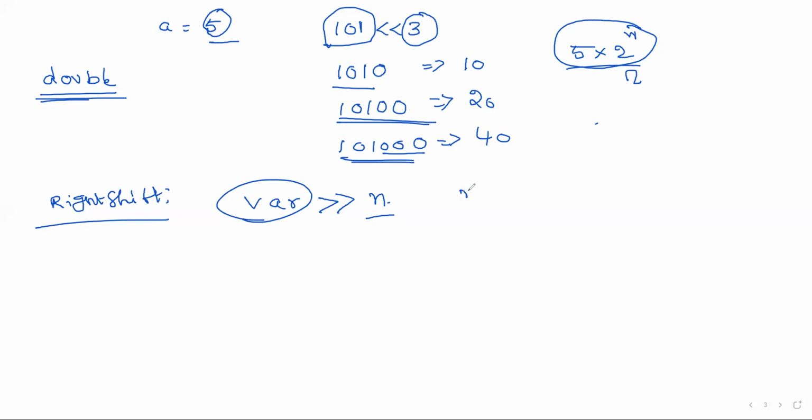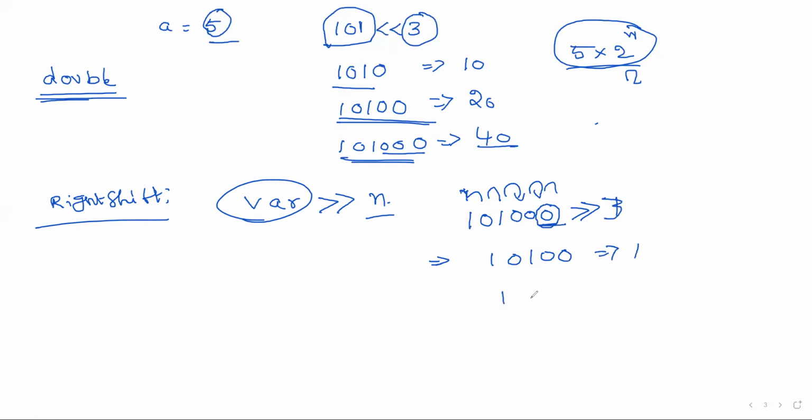For example, if your number is 40, so 101000, right shift by 1 time, what happens? The bits are moved to the right side. The right side bit is lost. Simply we lost the right side bit. Suppose you perform the second time, this is the first time. Second time is 1010. Third time 101. Fourth time 10 only.